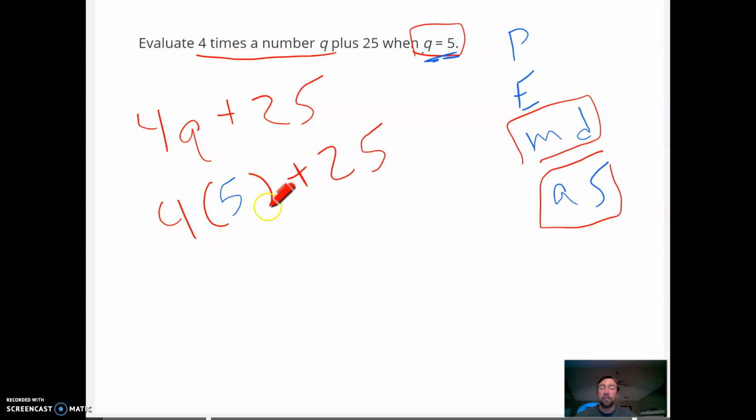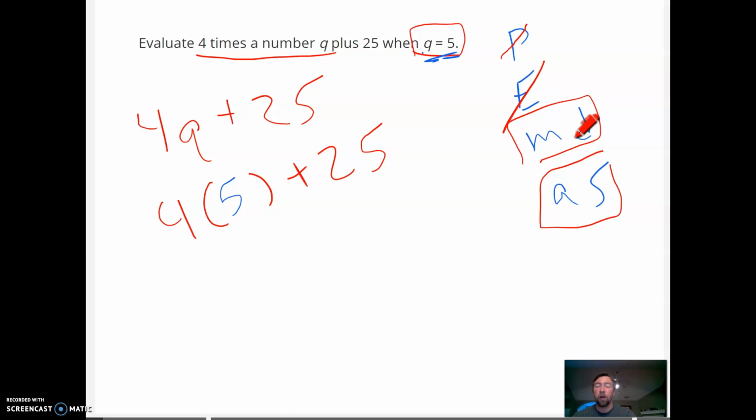I only use the parentheses to show that we're multiplying 4 times 5. So that doesn't count. Parentheses is another way to show multiplication, and that's all this is. Then I'm going to go to exponents. There are no exponents. So there's no parentheses, no exponents. So now I'm going to check for multiplication, division, left to right.